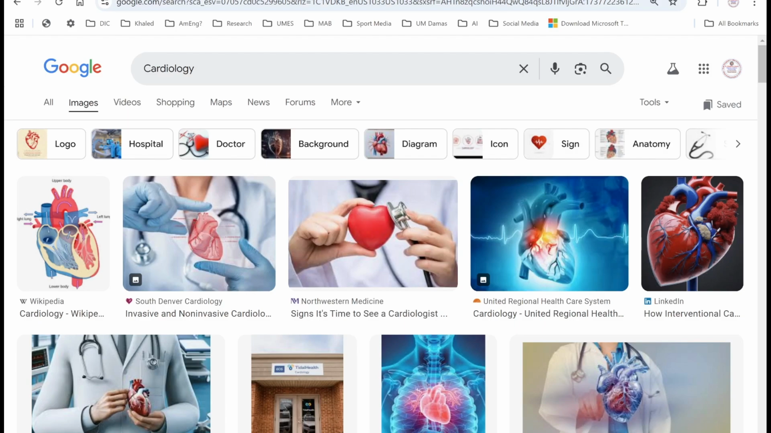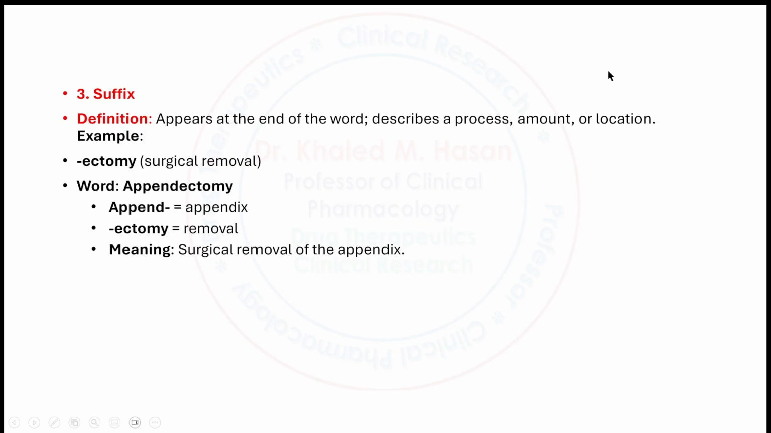Okay, you can see here when you put cardiology in Google Images, cardiology means the study of the heart. Cardi means the heart, and logy means study of. They show us the heart in different images, different pictures, different functions. Okay, next we have the suffix, the third part.